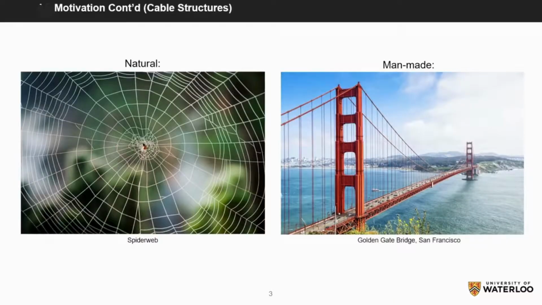Cable structures in nature are derived from spider webs, which are thin but extremely durable. The individual strands are in purple. Structures like the Golden Gate Bridge have utilized strong cables to carry loads across a large span. I have marked them in green.